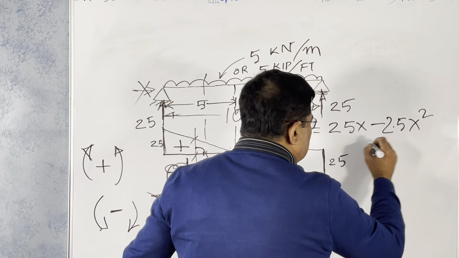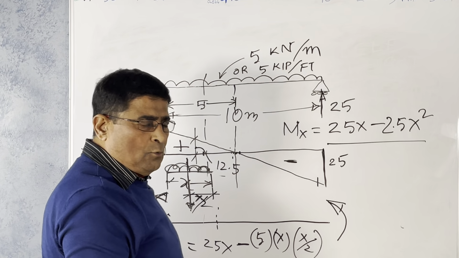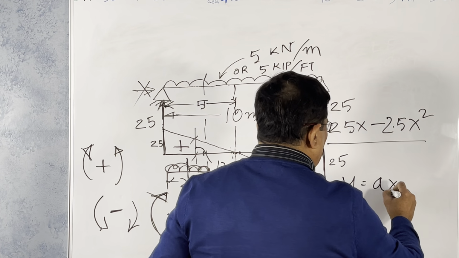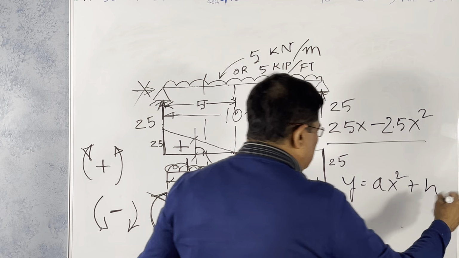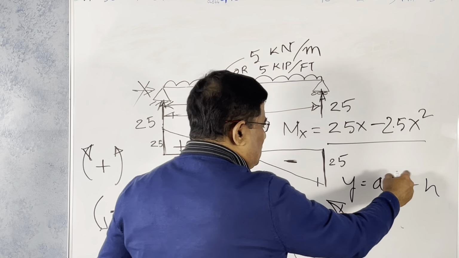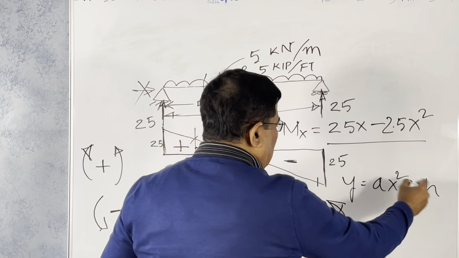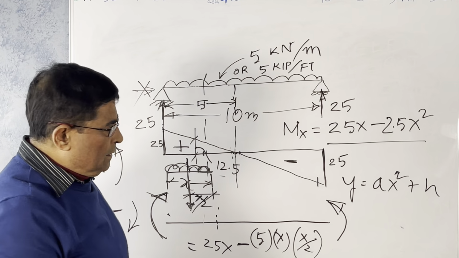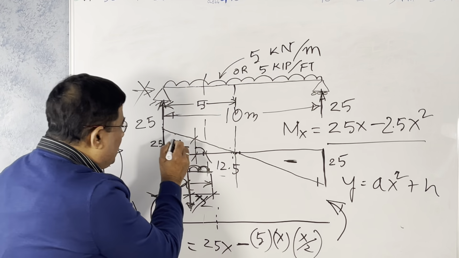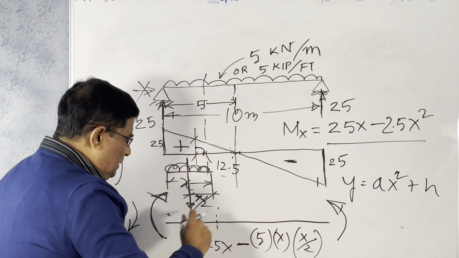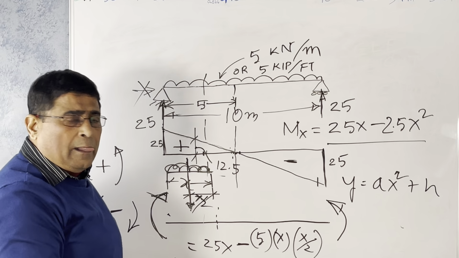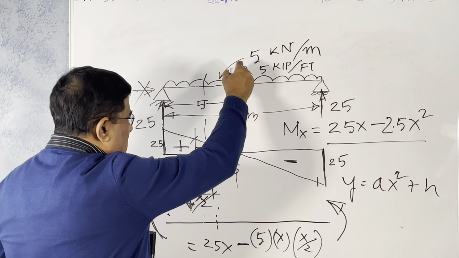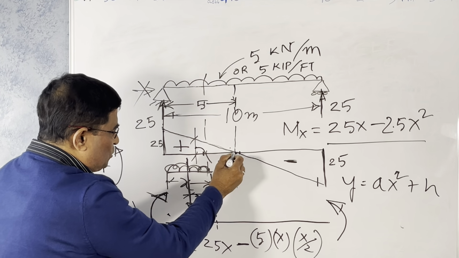When the x square is there, this is the equation of a parabola. What is the parabola? y is equal to ax square plus a constant. Just the two constants there and x square. So it involves the square, so it will be a parabola. I told you earlier, when the shear force is linear, the bending moment is a parabola, and the maximum will happen at the midpoint because this is symmetric. As you see from here, the shear force is 0 there.